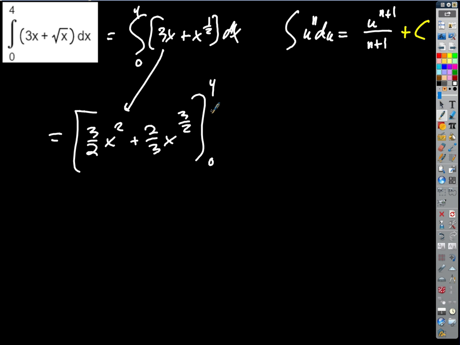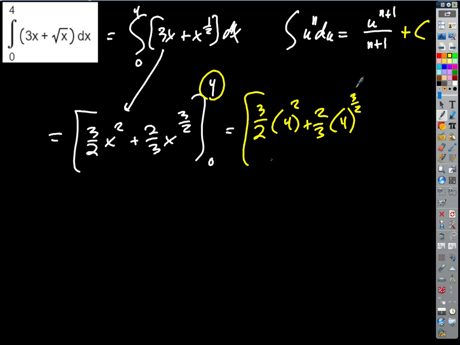because when I plug 0 into this, what am I going to get? 0, right? So my answer is just going to be, if I evaluate this thing at 4, I'm just going to get 3/2 times 4 squared plus 2 thirds times 4 to the 3/2, minus, if I evaluate this thing at 0, 0, right?